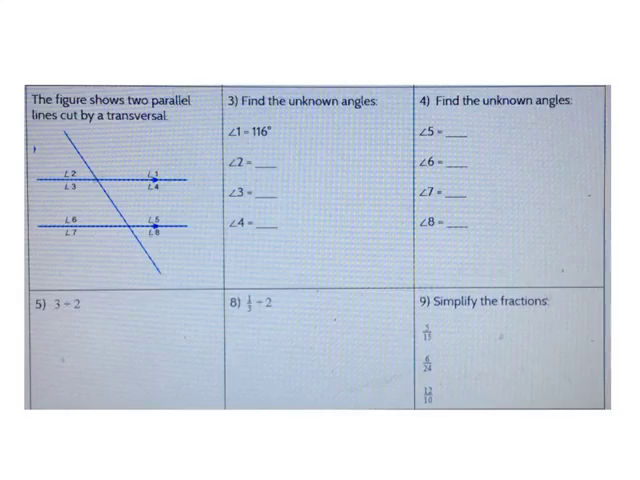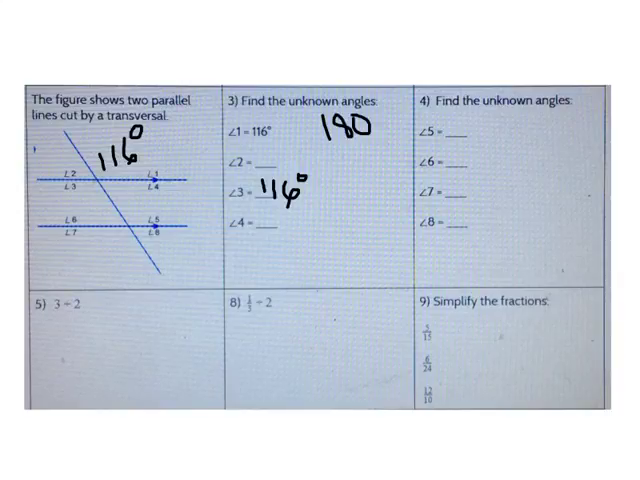The figure shows two parallel lines cut by a transversal. Find the unknown angles if angle 1 is 116 degrees. Well, angle 3 is vertical to angle 1. What is angle 3? Angle 3 is also 116 degrees. Angle 2 is on a straight line with angle 1. So I could find it by subtracting 180 minus 116.